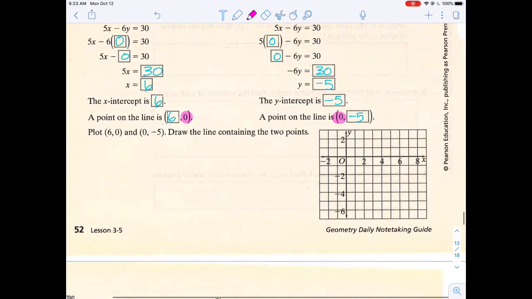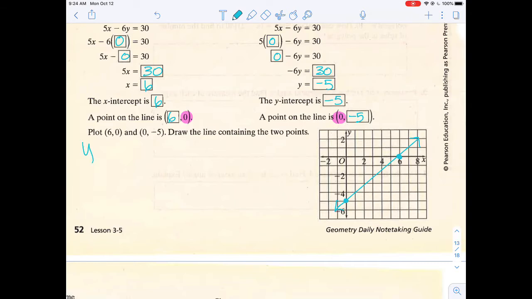Okay. Then we can plot these points. So we're going to plot the point 6, 0. So we're going to go over 6, up 0. And then 0 down to negative 5. And then we are going to connect our 2 dots here. Make our little arrows. There we go.